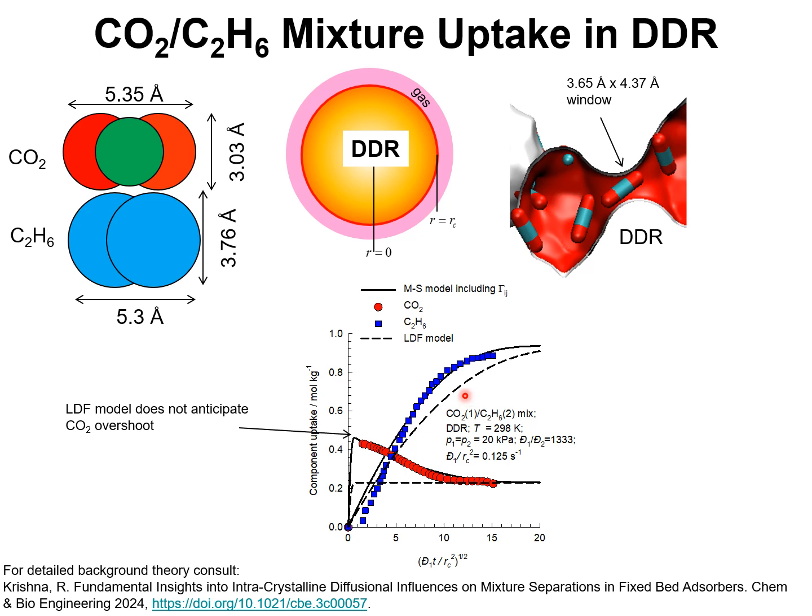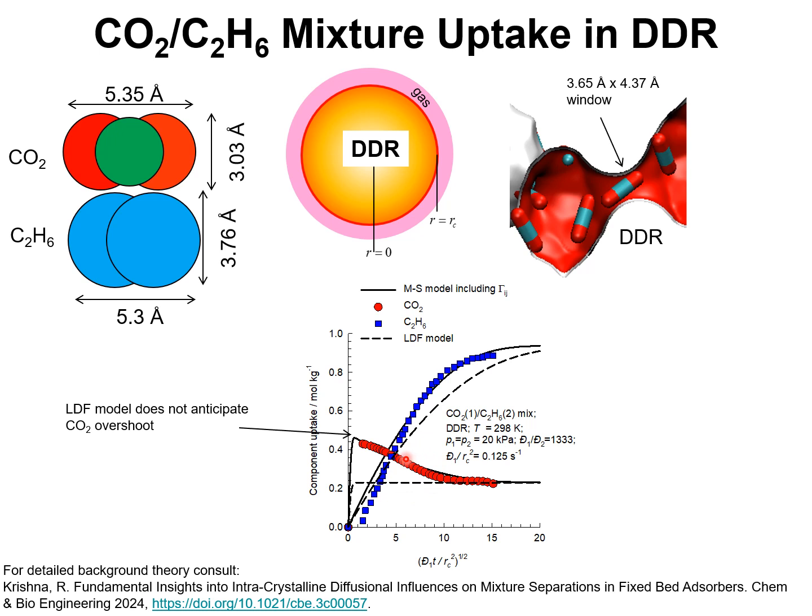The LDF model of Glueckauf anticipates that both components would reach equilibrium monotonically, whereas the Maxwell-Stefan equations that use chemical potential gradients as driving forces correctly anticipate the overshoot in the uptake of CO2. The reasons for the overshoot are described in this paper and in several other papers I have published in the open literature.